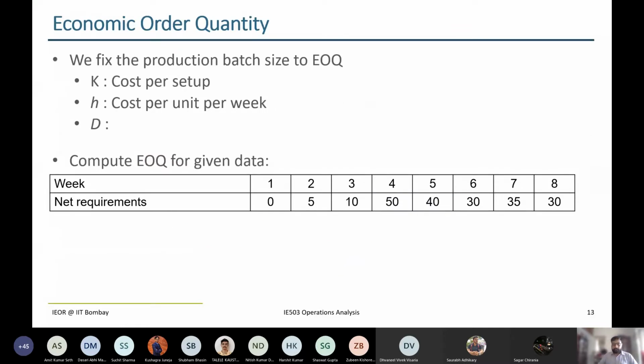Now we look at, so any questions on the previous two? So now we already know a method which balances the setup cost with the holding cost. We already discussed this economic order quantity approach where we balance out this holding cost and setup cost. So let us see what will happen if we use the economic order quantity.